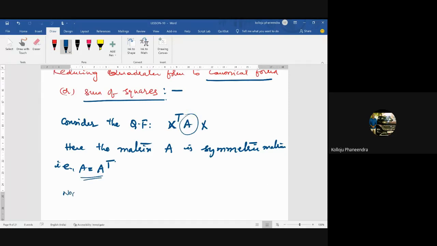Now, reduce the matrix A to diagonal form.